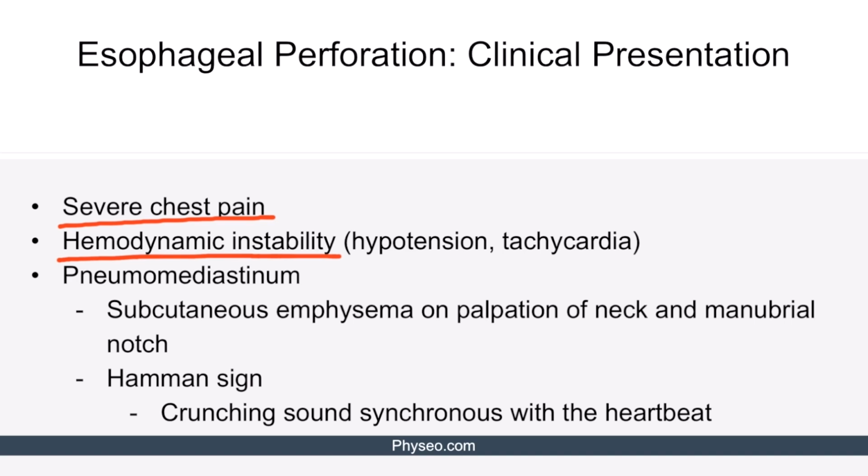This will result in pneumomediastinum. Pneumomediastinum is evidenced by subcutaneous emphysema on palpation of the neck and manubrial notch. Hammond sign is also suggestive of pneumomediastinum. Hammond sign is the crunching sound during heart auscultation that is synchronous with the heartbeats. It's caused by accumulation of air around the pericardial cavity.